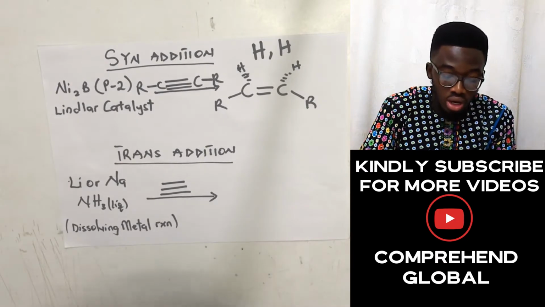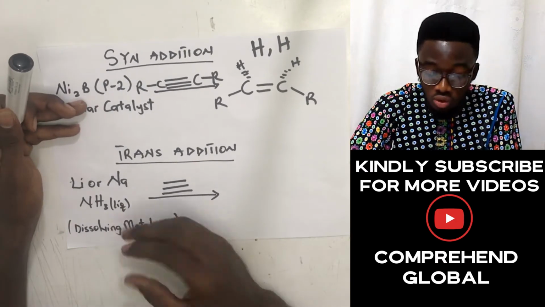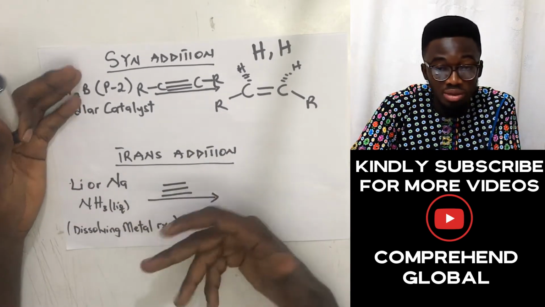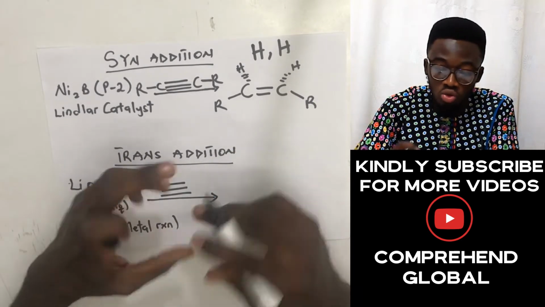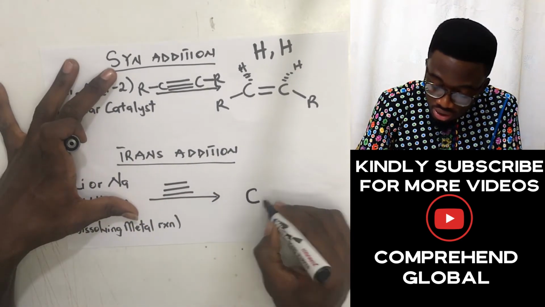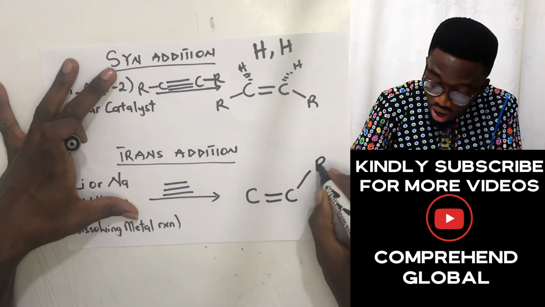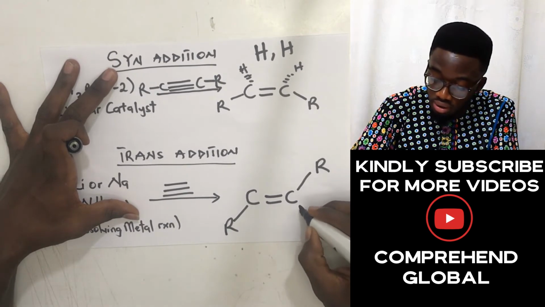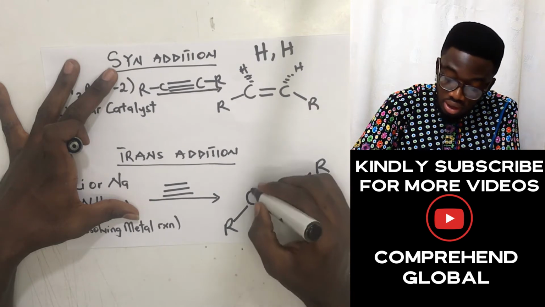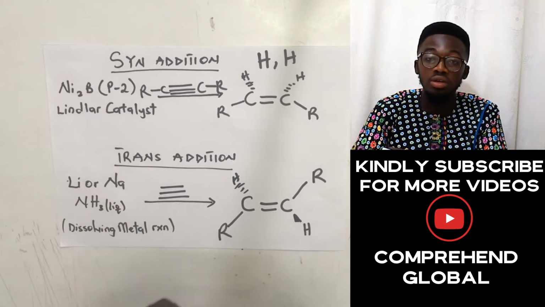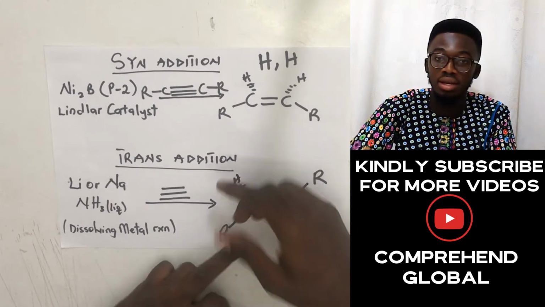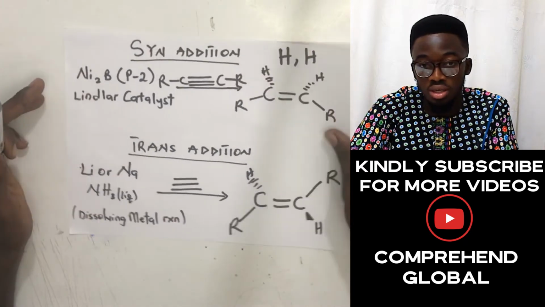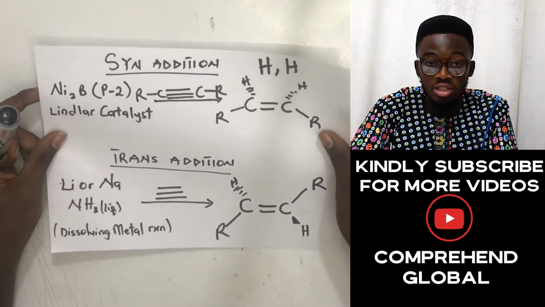But when it comes to lithium or sodium in liquid ammonia, this is also called the dissolving metal reaction, where we have metals, specifically lithium and sodium, being dissolved in liquid ammonia. It forms the trans one. So C, this, then R, that. You can make one like this and then one like that, or you can just turn it like this. You can just bring your lines, then it will be done. So this is the trans addition and then there's the syn addition. Take note when this is being seen in a particular reaction, what we should do.